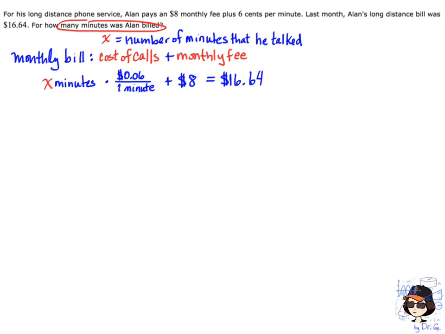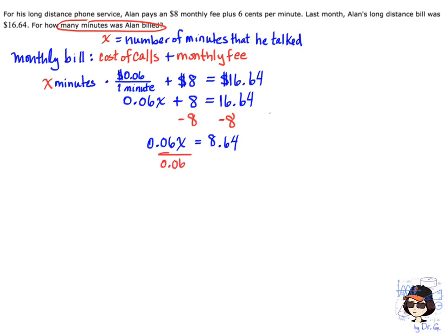Now let's rewrite it without all the dollar signs and minutes. So let's rewrite it without units. So it's 0.06x plus 8 equals 16.64. And now we solve this for x. So we want to get x all by itself. Let's isolate x. First, let's subtract 8 from both sides. So remember, whatever you do to one side, you have to also do to the other. So I'm now left with 0.06x on the left and 8.64 on the right. And now I want to get rid of the 0.06. Since that's multiplication, that means I want to divide, but don't forget to do it on both sides.